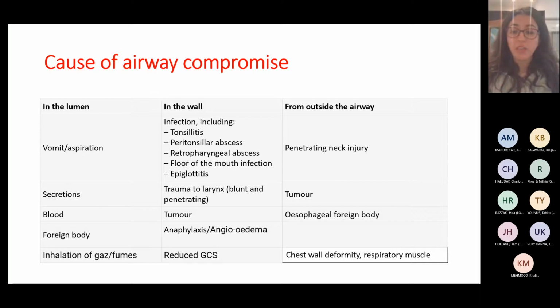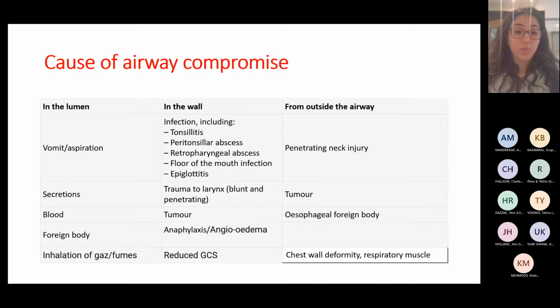A foreign body, maybe a child was playing with something and inhaled it. A patient might also have inhaled gas or fumes that can cause irritation and thermal injuries to the airways. The second class includes causes arising from the wall itself, like infections: tonsillitis, peritonsillar abscess, retropharyngeal abscess, epiglottitis, or floor of the mouth infections, where an abscess can arise and compress the airways.